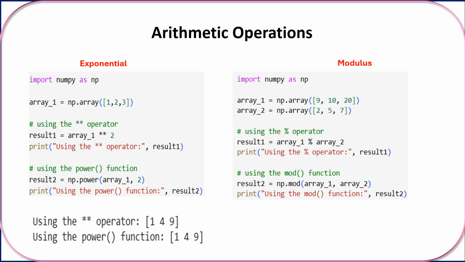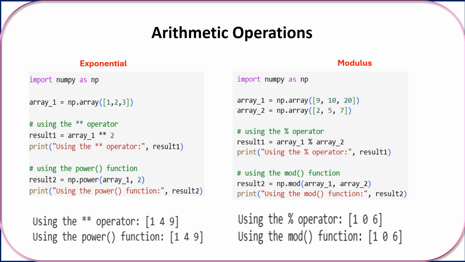So it is just 1 and 4 and 9. We got the answer. And here for the mod operation, it's 1, 0 because we will not get any remainder here, and we'll get a remainder in the first and last element. That's how it goes on. So basically the arithmetic operations can be performed using the operators or by using the functions.